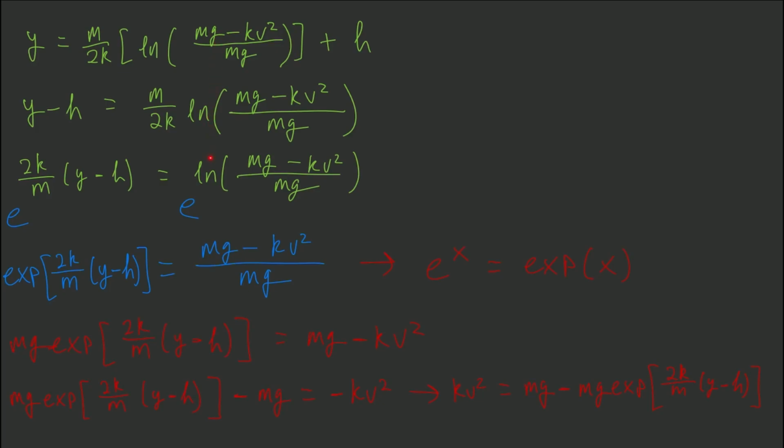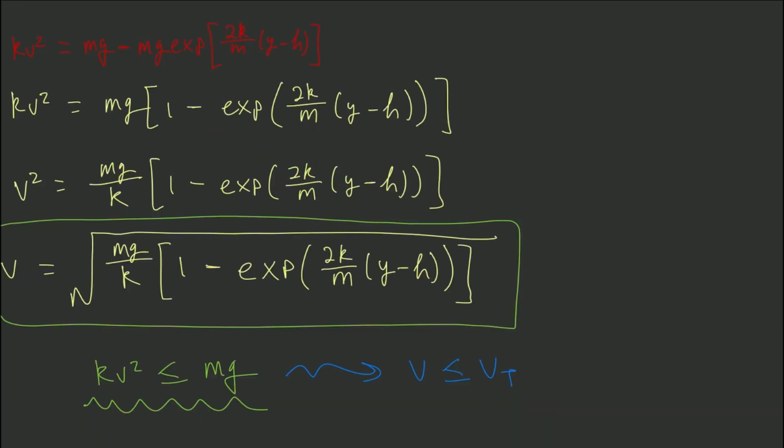So here we're doing some more algebra, breaking out the natural log right here so it's isolated on one side, and then we're raising both sides with e. We have this argument here, mg minus kv squared over mg, on the right-hand side as a result of this expression. Unfortunately, we don't have such a simple distillation on the left-hand side, so we're left with e to the 2k over m times y minus h. All right, so now we're doing some more algebra. We're trying to isolate kv squared, so we're bringing mg over and solving for kv squared. We've isolated kv squared, we take the square root, and this is our final function.